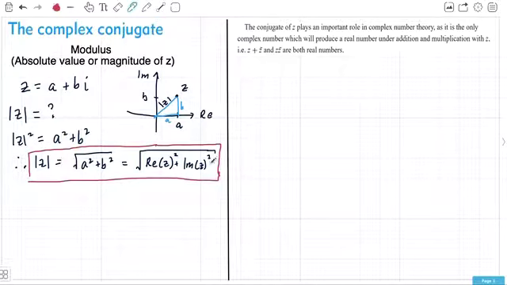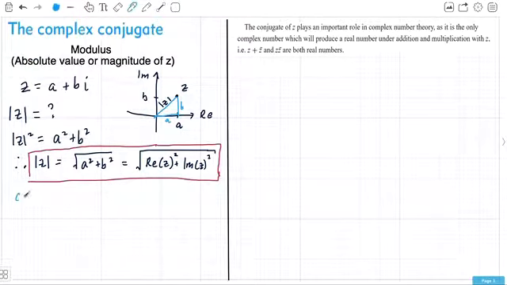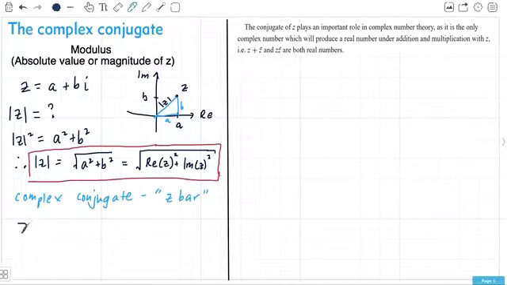Okay, now we're going to look at something called the complex conjugate as well, and the complex conjugate is given a special notation. So I'll just write complex conjugate. The notation that we use for this is we call the complex conjugate z bar. Okay, it's called z bar because we take z and we put a bar over the top of it.